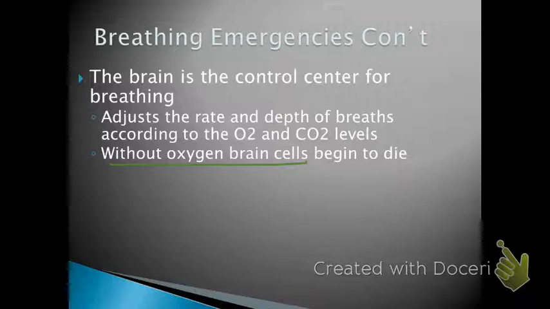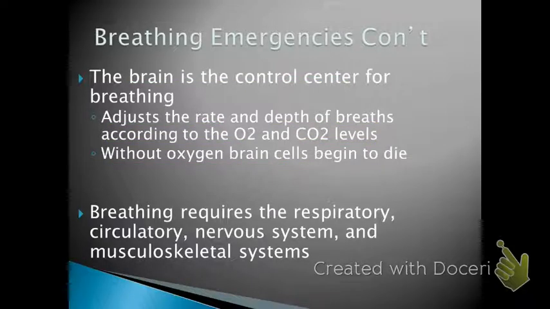And so one of the biggest things about the brain is that it's the control center for breathing. It typically has the ability to adjust the rate and the depth of breaths according to how much oxygen and carbon dioxide are being brought into the body and being removed from the body through the process of inhalation and exhalation. So when we think about the breathing process, yes, we've talked about the anatomical structures such as the pharynx and the larynx, the mouth and the nose, but what we really have to take into consideration is the fact that the process of breathing requires several different human body systems to function in order for respiration to occur.